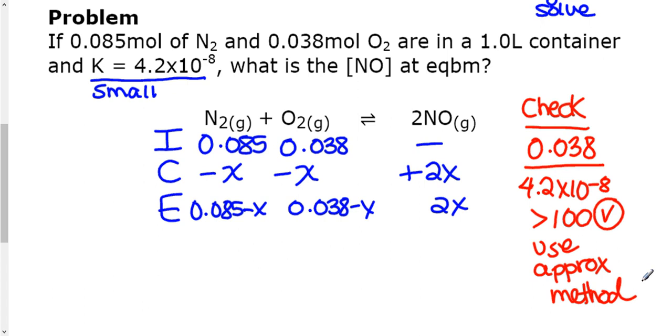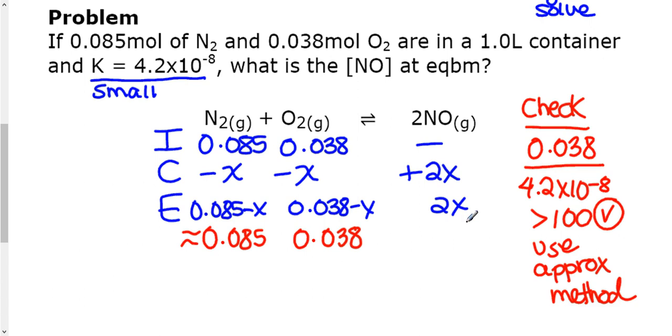So what does that mean for your ICE table? Any x value, if it's added or subtracted, you can eliminate it. So this is going to be approximately 0.085 because it's subtracted. It's going to be tiny. This is going to be 0.038. But we can't change our last value here. It's 2x. We have to make some product, so we still need an x value to solve. Nothing's being added or subtracted.